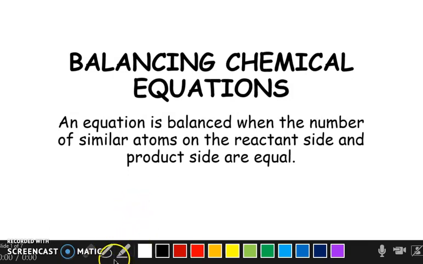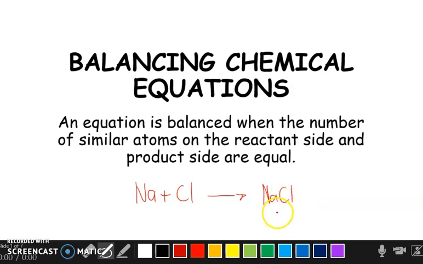So we shall be discussing balancing of chemical equations. To simplify, a balanced chemical equation is when the number of similar atoms on the reactant side is the same as the number of atoms on the product side. So for example, Na plus Cl, sodium and chlorine, can make sodium chloride.